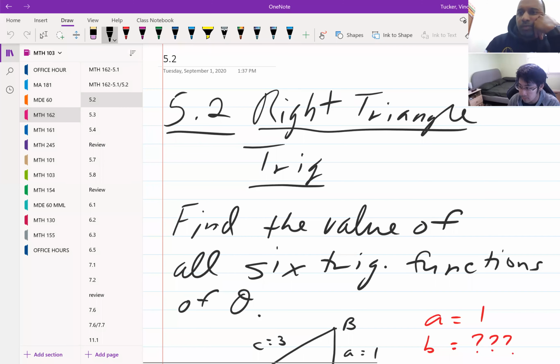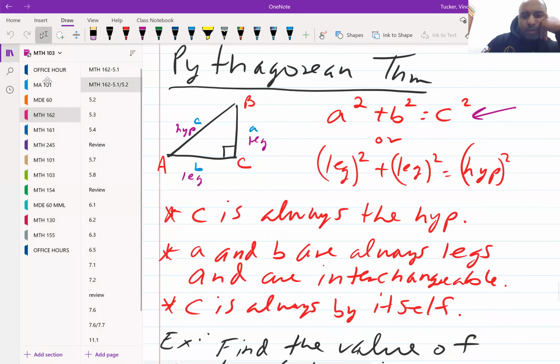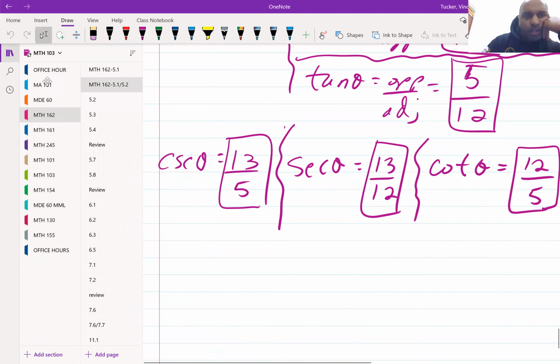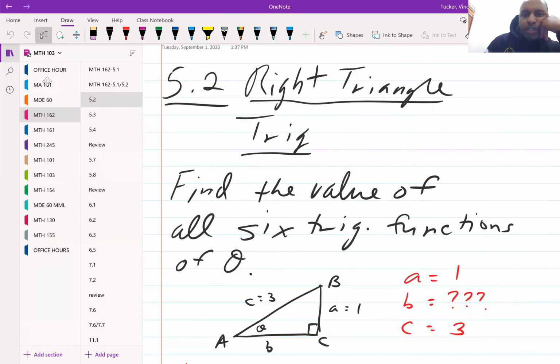I think last class... oh, I don't have my notes up, hold on. All right, I think we started. Okay, yeah, we did section 5-2 last class and ended here. So we're picking back up in 5-2, right triangle trig, and we're just going to do some other values.